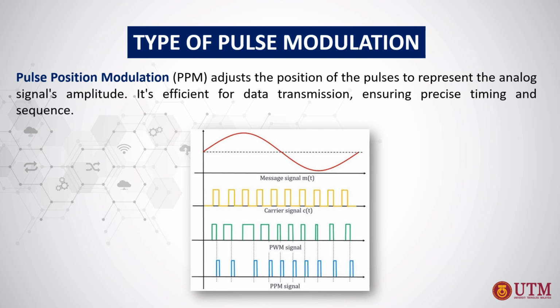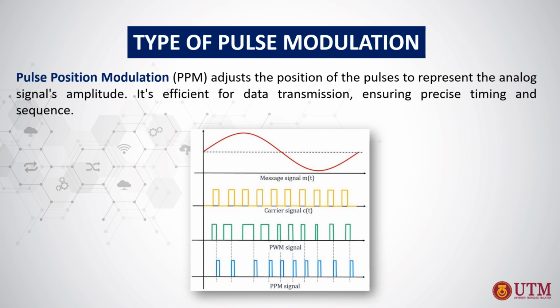Pulse position modulation is a technique where the position of each pulse within a given time frame is varied to encode the amplitude of the analog signal. In PPM, the timing of the pulses changes in direct correlation with the signal's amplitude, providing a unique way to represent the information. This method is highly efficient for data transmission, as it ensures precise timing, which is critical for maintaining the integrity of the transmitted signal over long distances.